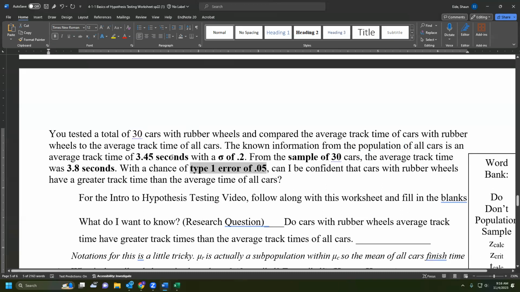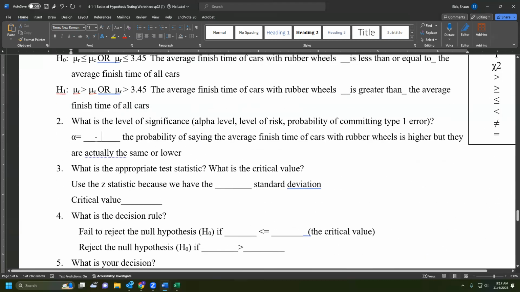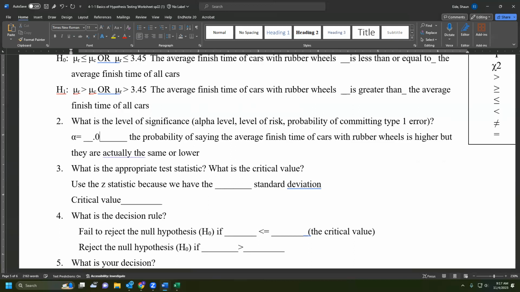Okay, and so this is some of the information that I have. And so I'm going to come right down here and it says, what's the level of significance? That's the same as the chance of type 1 error. Okay, so 0.05.